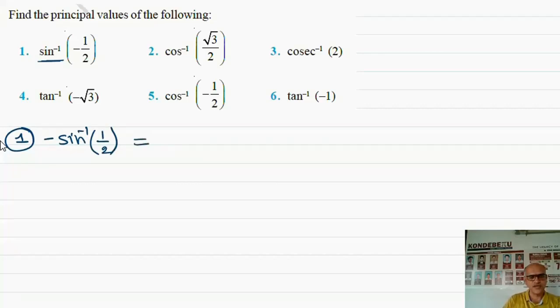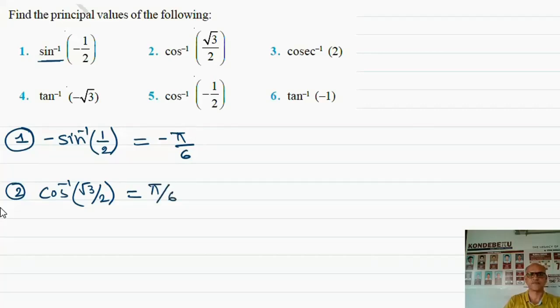So when is the sin value 1 by 2? At 30 degree. 30 degree in radian is pi by 6. So the answer is minus pi by 6. Similarly, second, if I take, these are simple, just basics to say, cos inverse of root 3 by 2. So when is the cos value root 3 by 2? Correct, 30 degree. So this will be pi by 6.